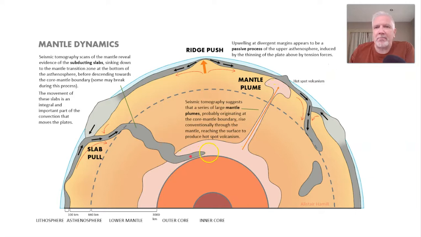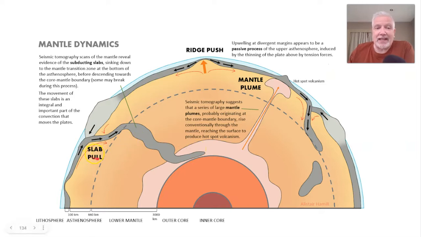There is some early indication that these two might interact in some way. Some of the material from the slab graveyard might get melted and brought in here, because the geochemical signatures we're getting at the surface seem to hint that that is the case, but we're still very much in the early days of understanding how they interact.